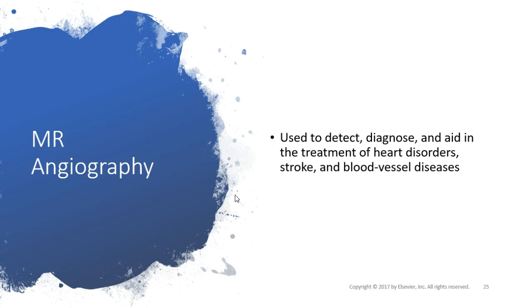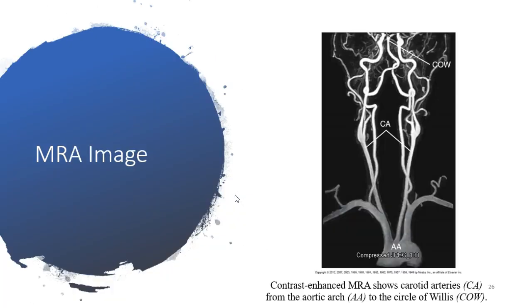MR angiography is used to detect, diagnose, and aid in treatment of heart disorders, stroke, and blood vessel disease. We can run an MRA without contrast if a patient has problems with their kidney function. We like to run without and with. So here's the carotids. They're a little late on these carotids. See, it's good up here, but you can see you have washout down here. So they're a little late on their go.